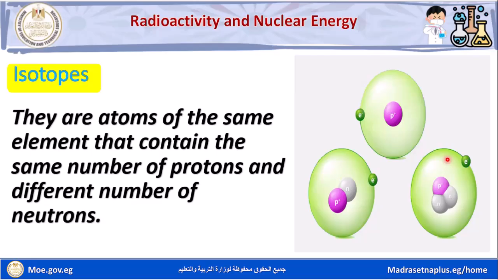Isotopes. They are atoms of the same element that contain the same number of protons and a different number of neutrons. Zero neutron, 1 neutron, 2 neutrons. So here we have isotopes of the same element.